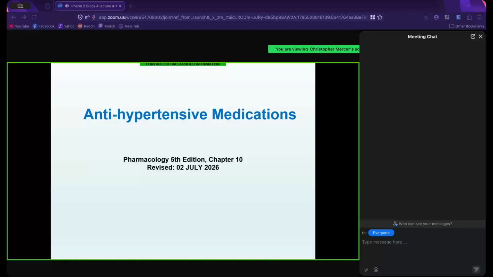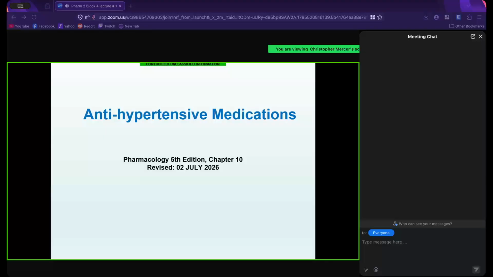So we will hit the normal physiology and the pathophys a little in this lecture, maybe a little more than some of us would like, but you have to understand normal physiology and the pathophysiology of hypertension to know where the drugs act.